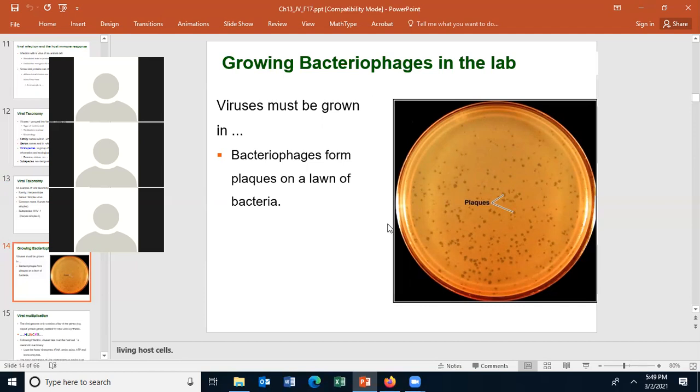Any question about growing bacteriophages in the lab? No questions? Let's move on.